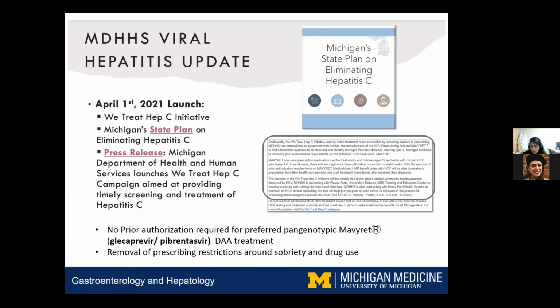So they had a whole call for applications from pharma companies to compete, essentially. And in the end, they went with the pangenotypic regimen of MAVRIT. Doing away with the prior authorization for Medicaid patients also means they've eliminated restrictions around sobriety and drug use and the need for abstinence, or information around these things in individual patients, which have been barriers to getting patients treated, when we know that we can often safely and effectively get these patients treated, even if they have ongoing or recent drug use or alcohol use.